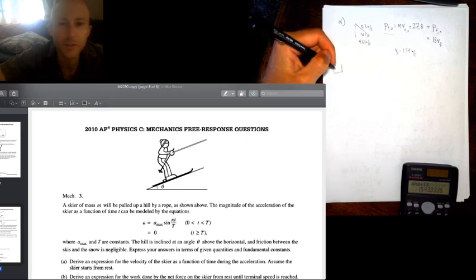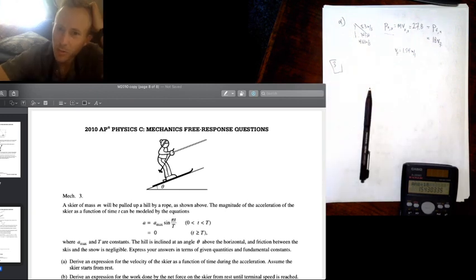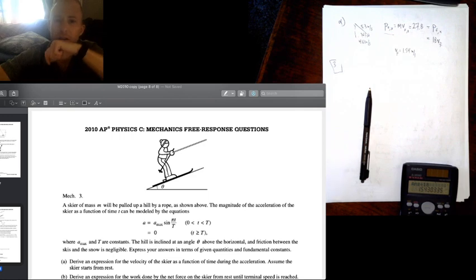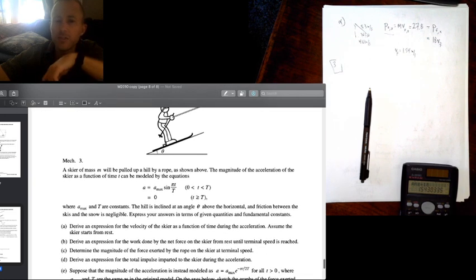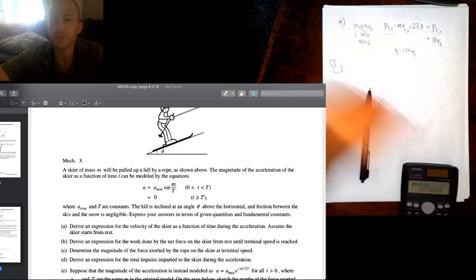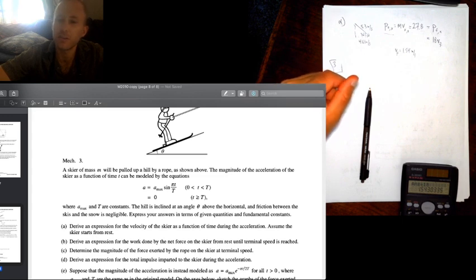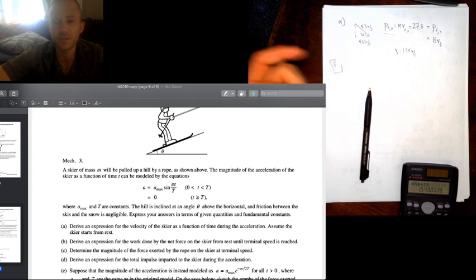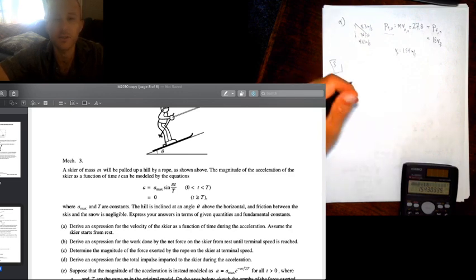A skier of mass m will be pulled up a hill by a rope as shown above. The magnitude of the acceleration of the skier as a function of time can be modeled by the equation, where there are some constants. The hill is inclined at an angle of theta above the horizontal, and friction between the skis and the snow is negligible. Derive an expression for the velocity of the skier as a function of time during the acceleration. Assume the skier starts from rest.